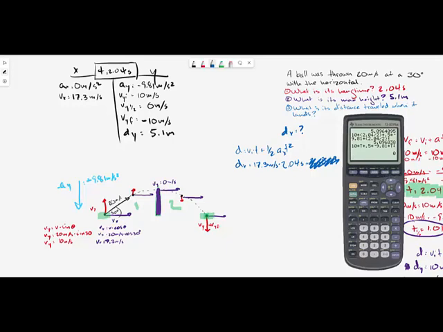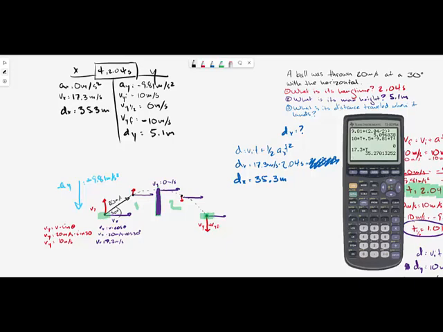17.3 times time, which we stored again as t. There we go. We're going to get a total distance along the x of 35.3 meters. So the distance x is 35.3 meters.